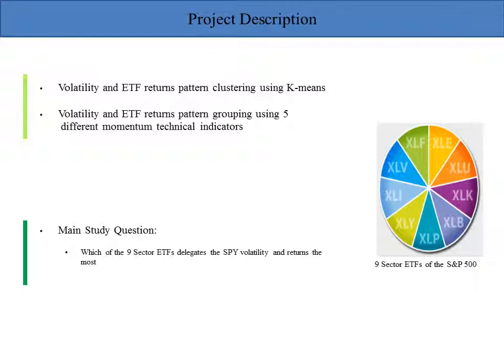And the second method will be momentum technical indicators. Today we will be talking about 3 of these: MACD, RSI, and ADX. The main question that we are trying to answer for our project is which of the 9 sector ETFs delegate the SPY volatility and returns the most. This will allow us to forecast the SPY more accurately while reducing the overall risk.